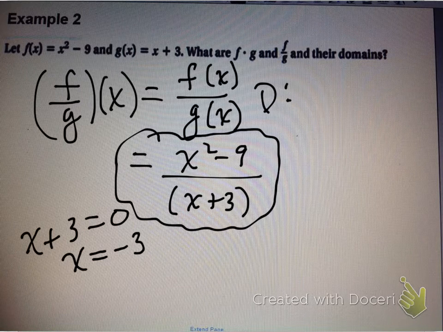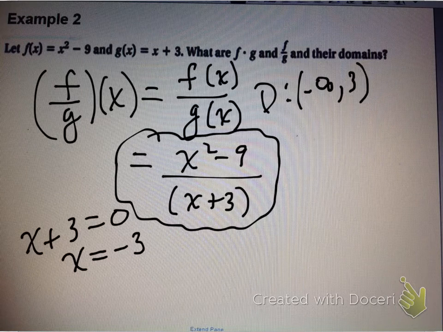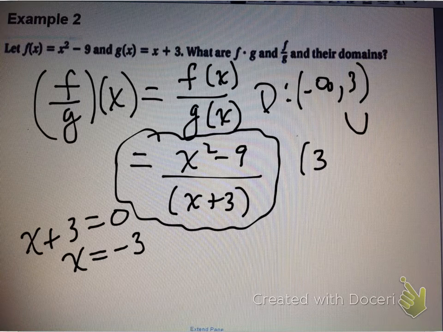How are we going to write this as an interval? Well, the domain can be from negative infinity up to negative 3, but it can't be negative 3. So that's why we're going to have parentheses there. It can be in that interval, or it can be in the interval from negative 3 to positive infinity. Notice all of those are parentheses. We're not closed on any of those intervals.